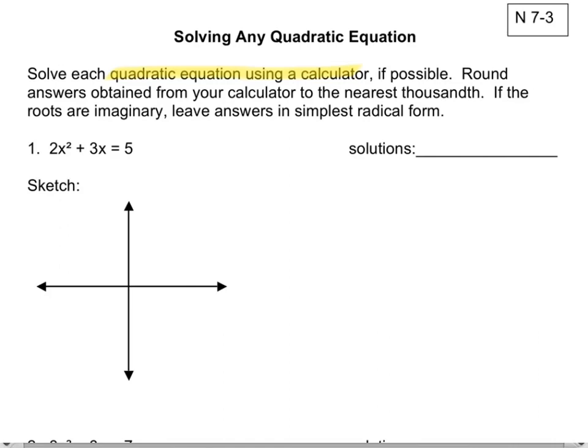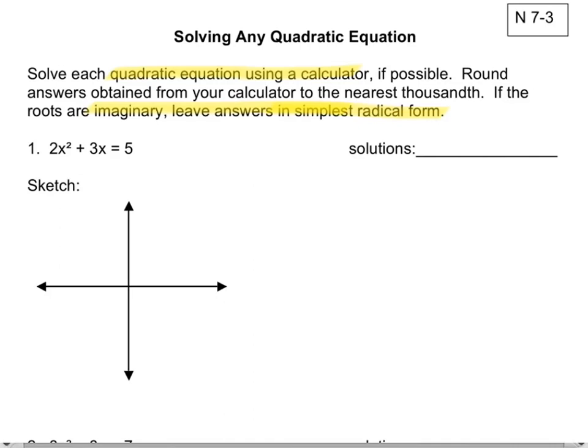Now you have to remember a couple things in the calculator. And you see it just asks for a sketch. It doesn't ask for a table of points, but if there is one, you can go to table like the videos in 7-1 showed and find it. If the roots are imaginary, that means if you have a negative under your radical, I want you to leave it simplified under the radical. Don't give me a decimal answer. Okay, so that's a couple things to remember.